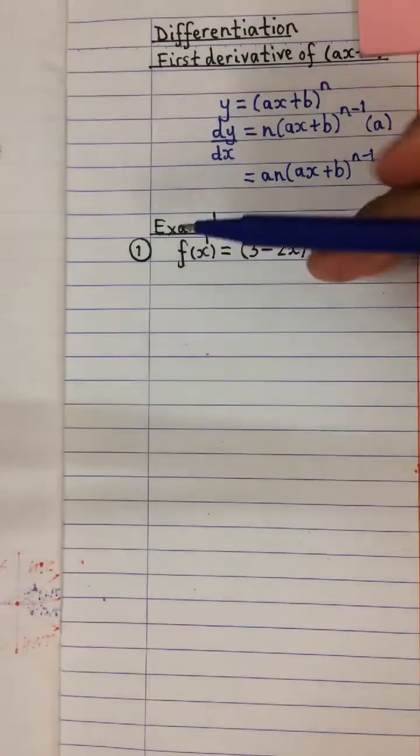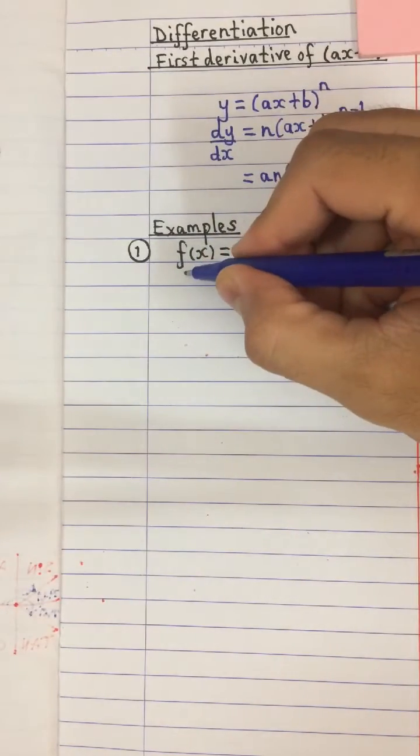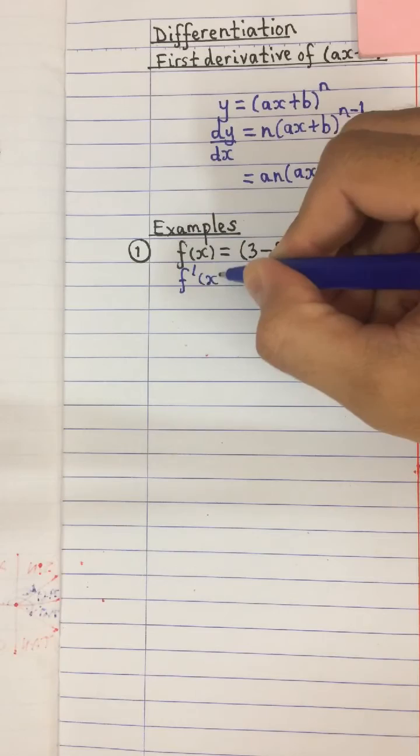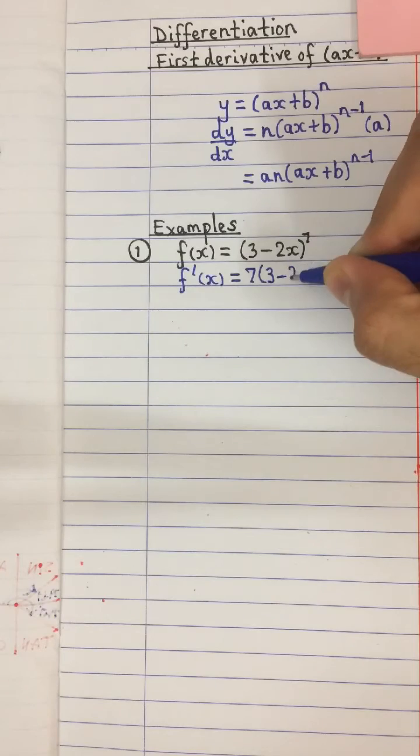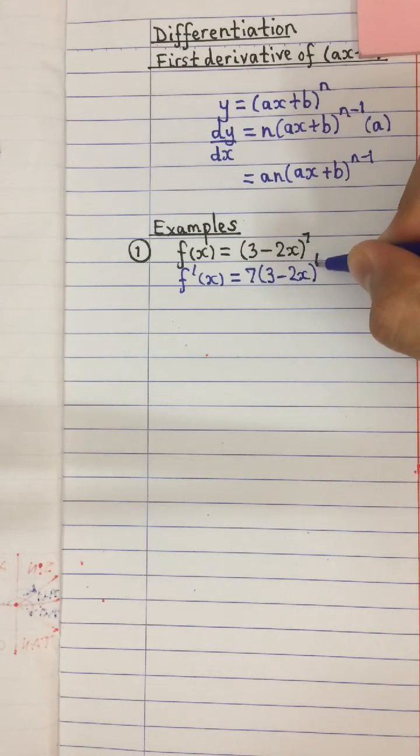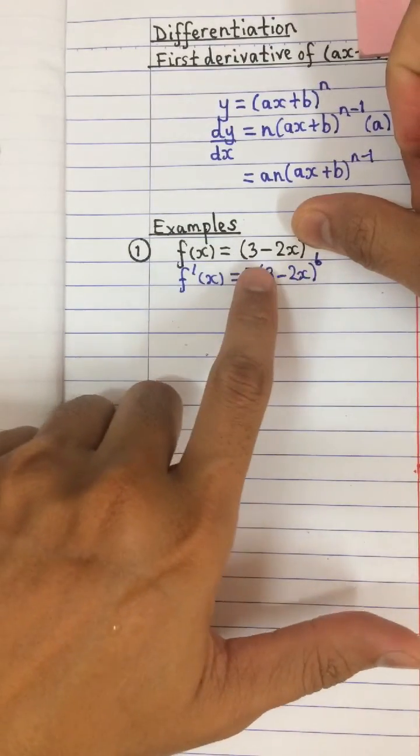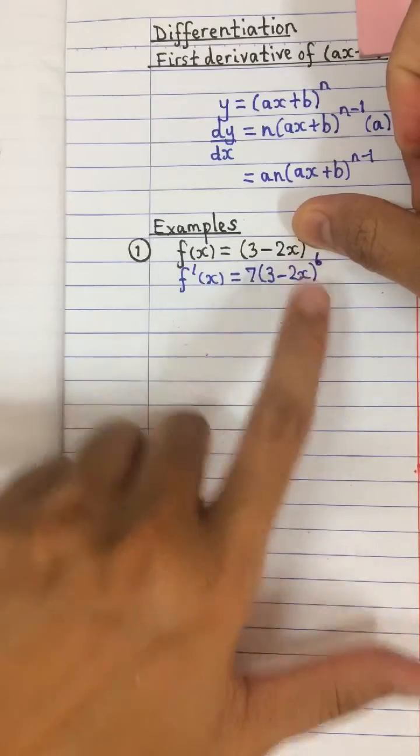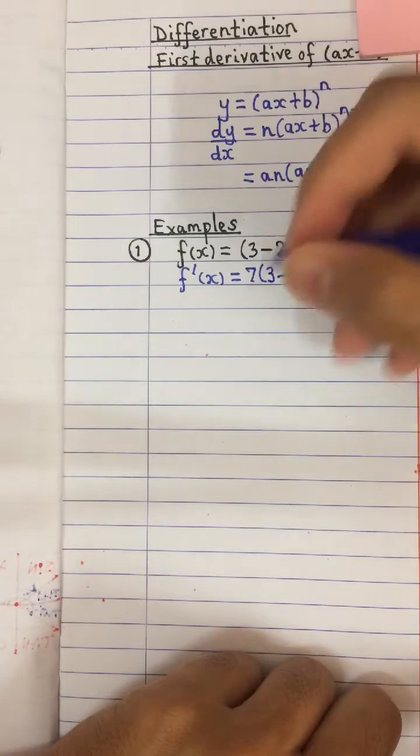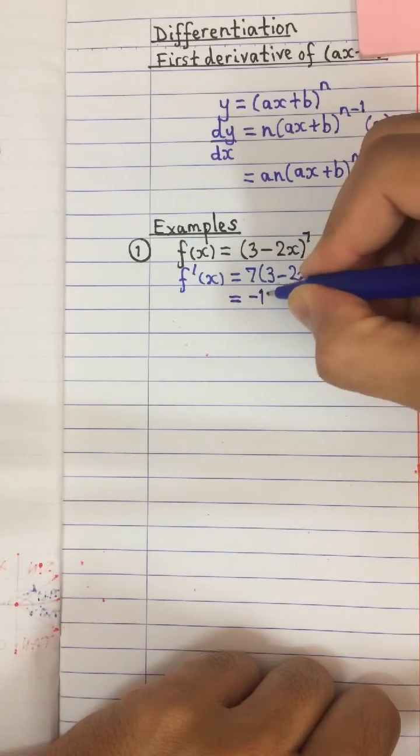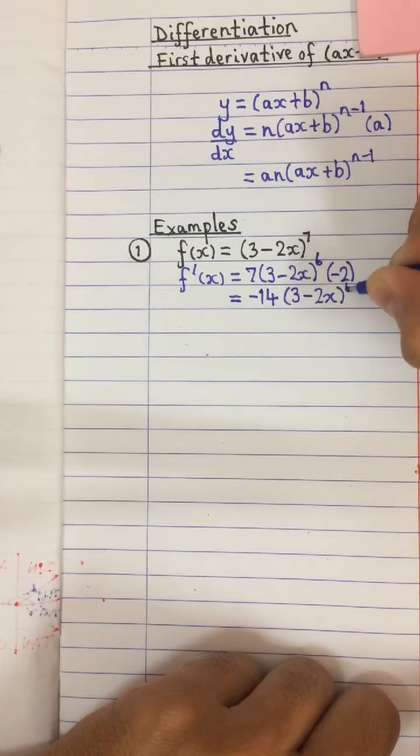First example, find the first derivative of f(x) equals (3 minus 2x) power 7. So the way to do this, you write f prime x, you bring the power down, so 7 will be here, and then power minus 1, (3 minus 2x) to the power of 7 minus 1 gives you 6. Now cover your power, so now differentiate 3 minus 2x. Differentiate 3 gives you 0. Differentiate negative 2x will give you negative 2, yes, negative 2. And then you simply times 7 times negative 2, so the final answer will be negative 14 (3 minus 2x) to the power of 6.